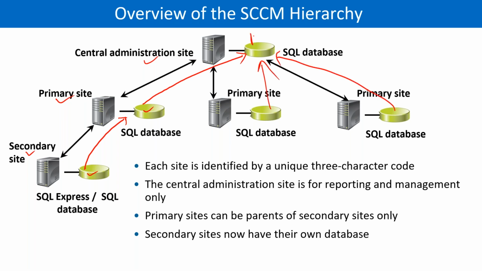So this one will become the master database. It will have all the information about all the primary, all the secondary, and everything. If you don't have central, this becomes the master database. So that is how the replication happens from downward to upward.